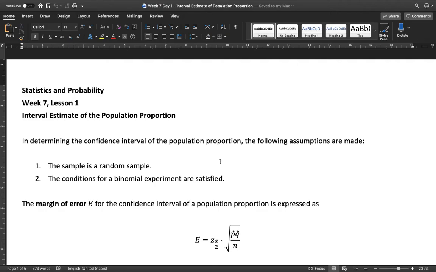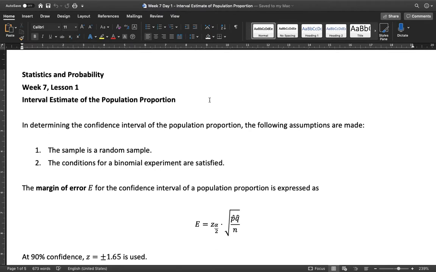Hey everyone, today we're going to discuss the interval estimate of the population proportion. Remember in our last lesson, we dealt with the point estimate of the population proportion. We have a specific value to estimate kung ano ba yung proportion ng buong population natin. This time naman, we're going to have the interval estimate.